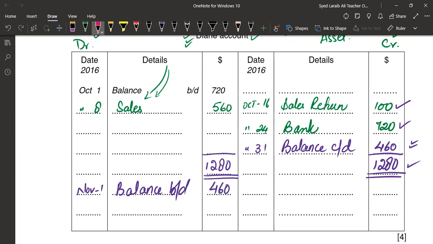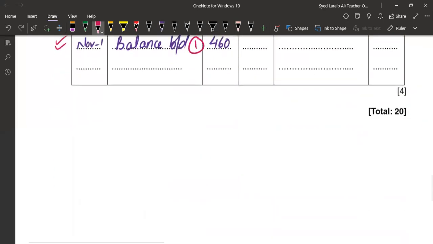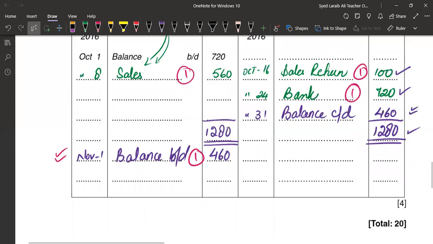So this is how the question is done. And when you talk about the marks, it's 4 marks: 1 mark for this entry, 2, 3, and 4. So each transaction has its value, and the balance BD of the next month will surely give you 1 mark, right? I hope this is clear to you. Now, here we have done the whole question.